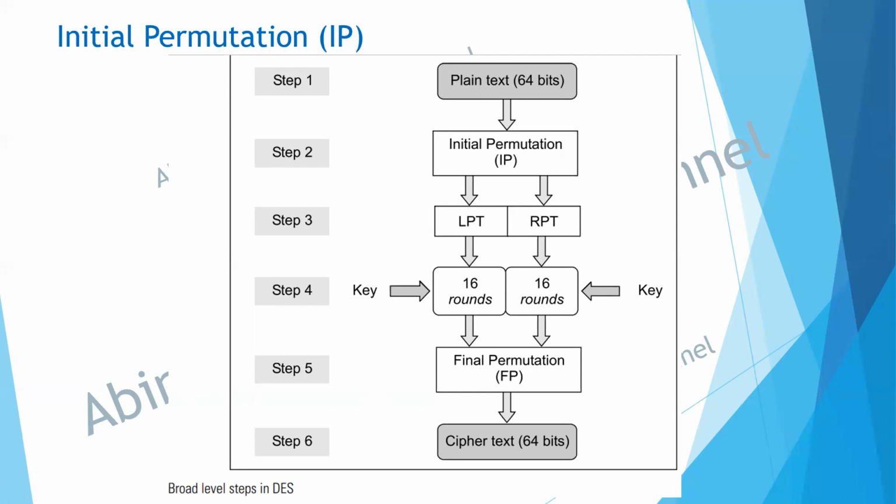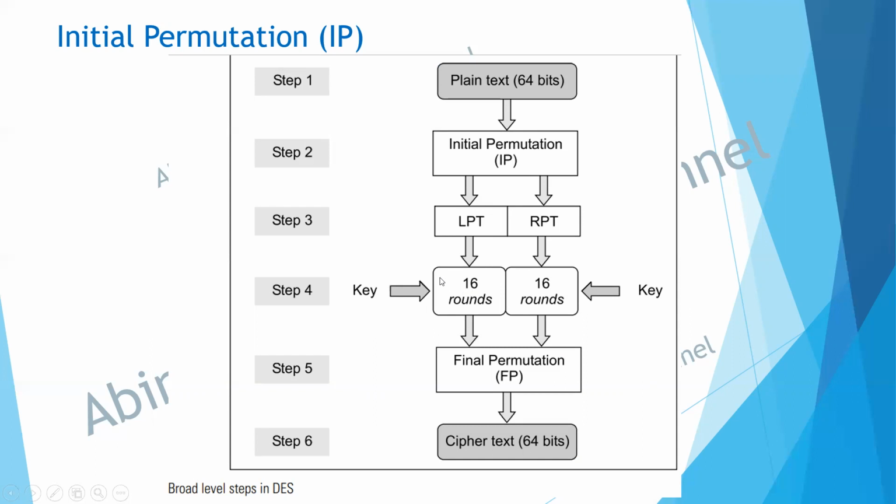In the first step, the 64-bit plain text block is handed over to an initial permutation, that is the IP function. The initial permutation is performed on the plain text. Next, the initial permutation produces two halves of the permuted block. After the plain text undergoes this initial permutation, it is divided into two equal portions: left plain text and right plain text, LPT and RPT.